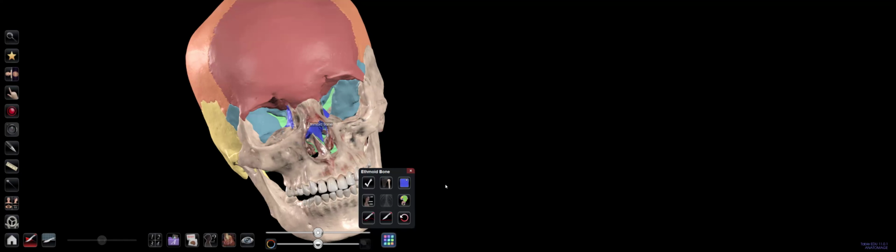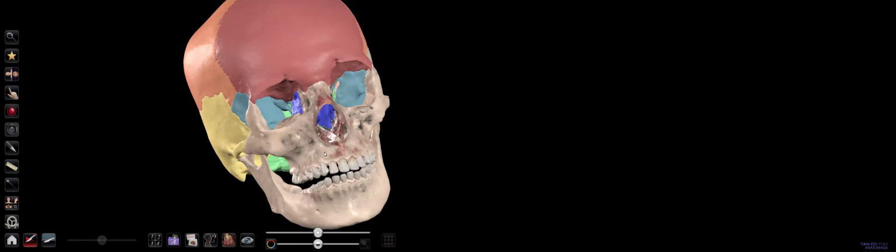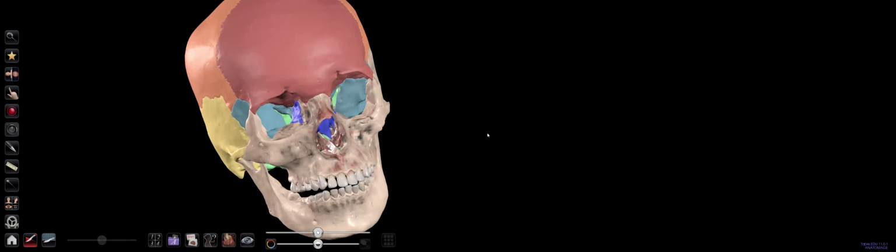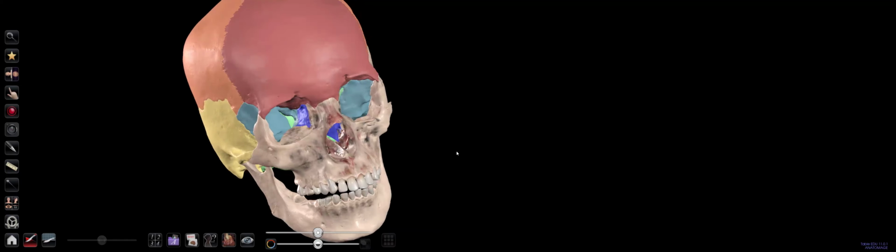There's the ethmoid bone right there. Let's make that a different color so we can really see it. We'll go with this purple color for the ethmoid bone. You can see it does make up part of the orbit there, and of course, part of the nasal cavity as well. So that's the ethmoid bone.